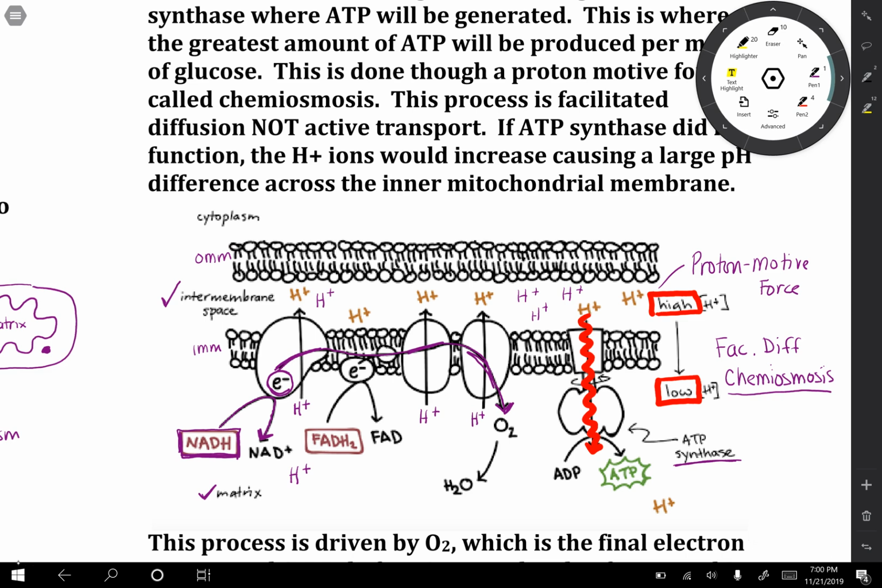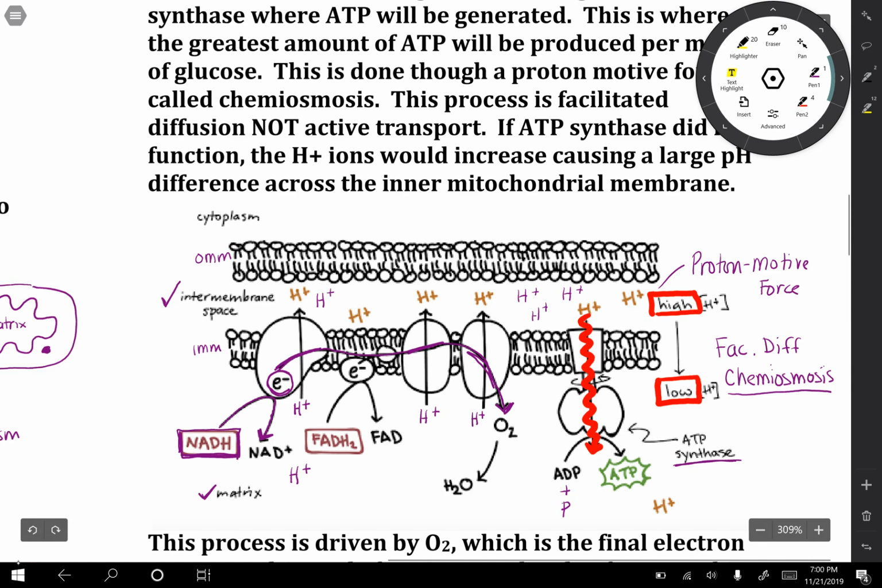Chemiosmosis is the movement of these protons from high concentration to low concentration as they scream through this protein called ATP synthase. And when they do that, they are going to take the ADP plus a phosphate that's in the matrix, and you're going to generate some ATP. Actually, not just some, a lot of ATP. Which we're going to find out in a second, for every NADH that passes through 3 pumps, you're going to move 3 hydrogens. Those 3 hydrogens are going to come back through ATP synthase, and they're going to generate 3 ATPs.